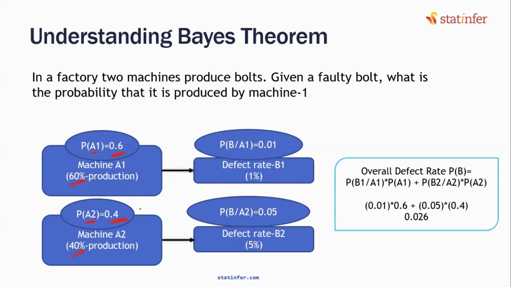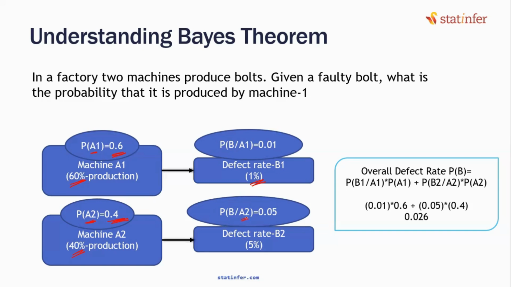Machine A1 has a defect rate of 1%. What do you mean by defect rate? What do you mean by defect when you are producing nuts and bolts? Since these nuts and bolts are used in aeroplanes, even if one of the bolts is cut 1 millimeter higher than it should be, it's defective. So machine A1 has a 1% defect rate. Defect is denoted by B.